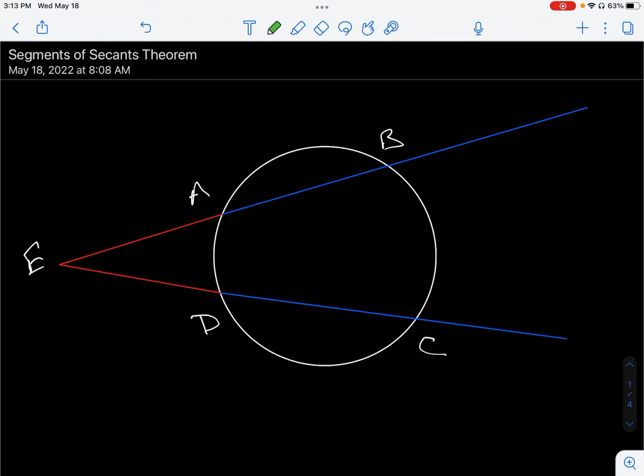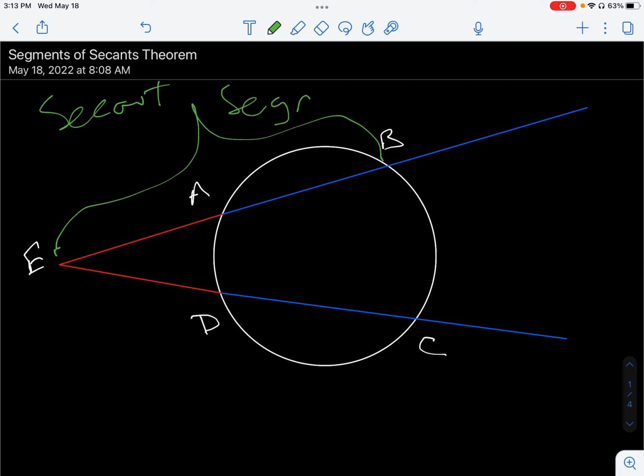All right, now we're going to talk about the segments of secants. A secant segment, and we remember that a secant is a line that passes through a circle intersecting it at 2 points. A secant segment is going to be this entire segment, from the edge of the circle at point B all the way to E. Also, we will have one from C to E.